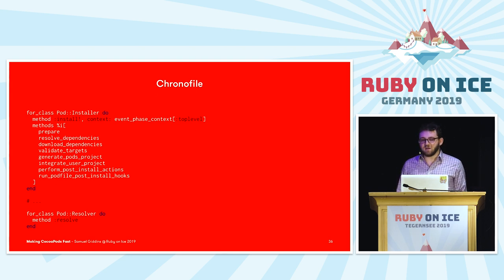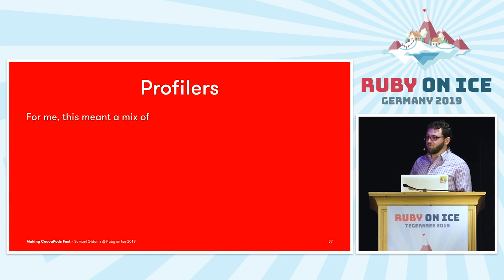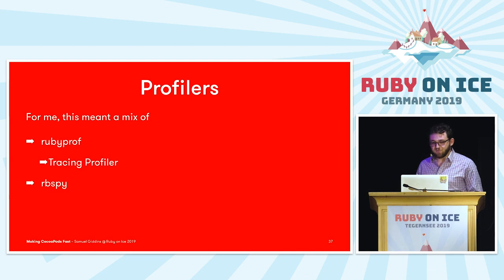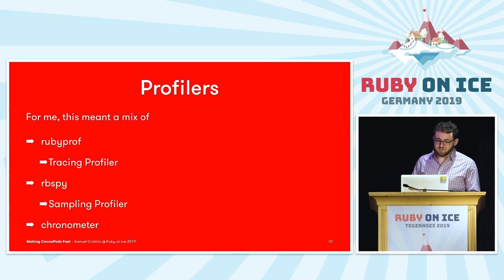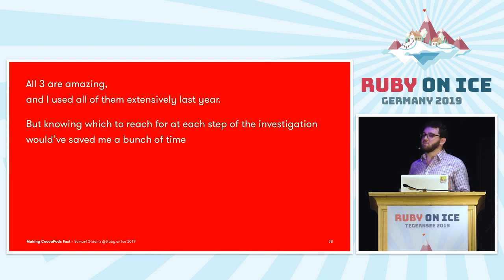Okay, so lots of different types of profilers. For me working on CocoaPods, this meant that I was using a mix of RubyProf, which is sort of the standard Ruby profiler that I'm sure a lot of us reach for, a tracing profiler; rbspy, which is this amazing sampling profiler that Julia Evans published about a year ago; and Chronometer. So all three of them are great. I used all of them extensively last year. There would be times I'd be running pod install in three different windows using three different tools to profile. But knowing the difference between them would have saved me a bunch of time.